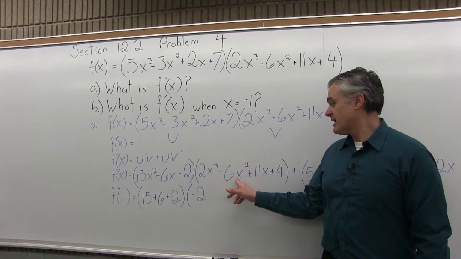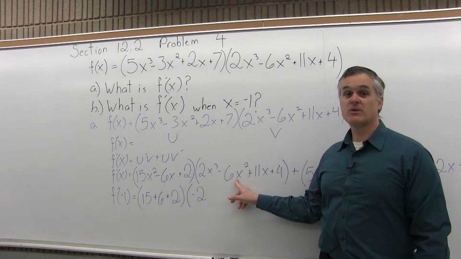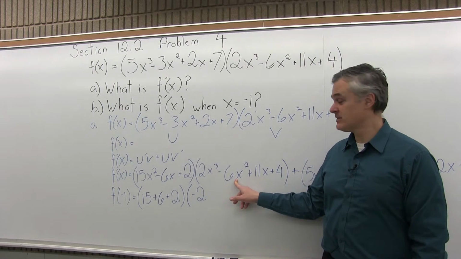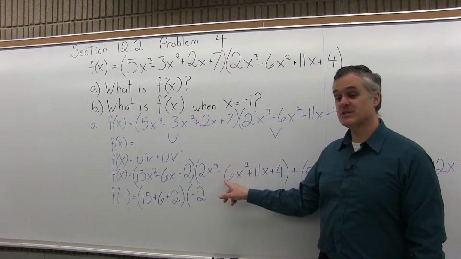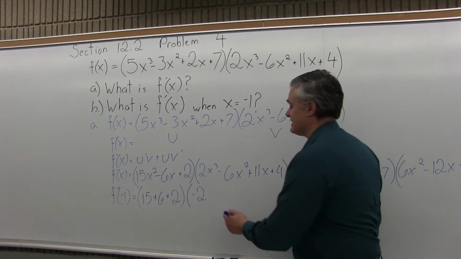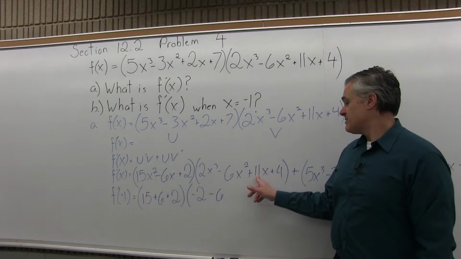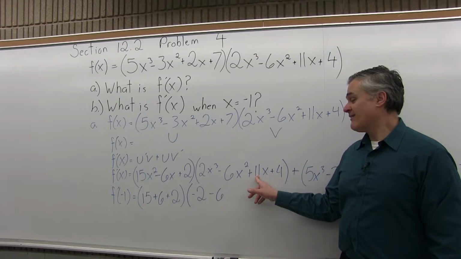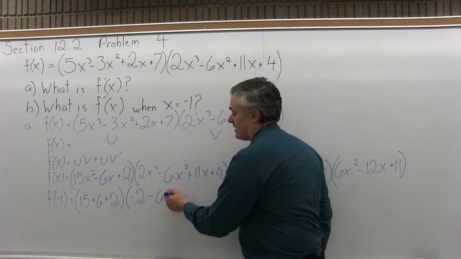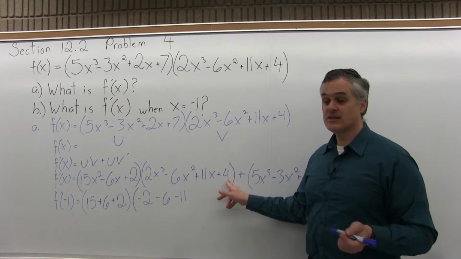The next piece I have to put in a negative 1 for is minus 6x squared. So the x squared becomes a negative 1 squared, or negative 1 times negative 1. The negatives will cancel, giving me a positive 1, times the minus 6 in front. Positive 1 times minus 6 is negative 6. The next piece I have to put in a negative 1 for is 11x. 11x is really 11 times x, so it becomes 11 times negative 1. 11 times negative 1 is minus 11. And then there's a plus 4 in the end.